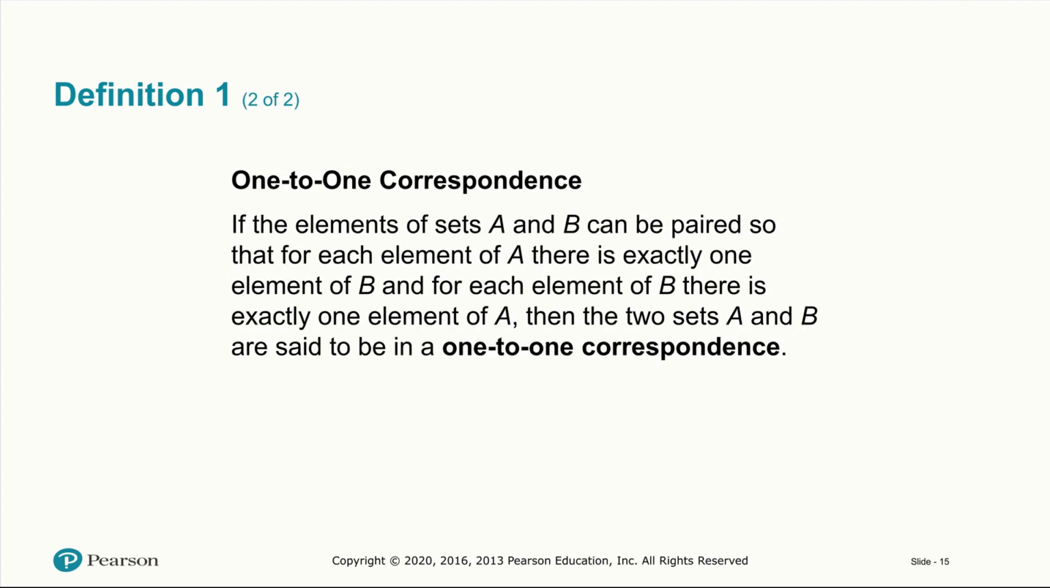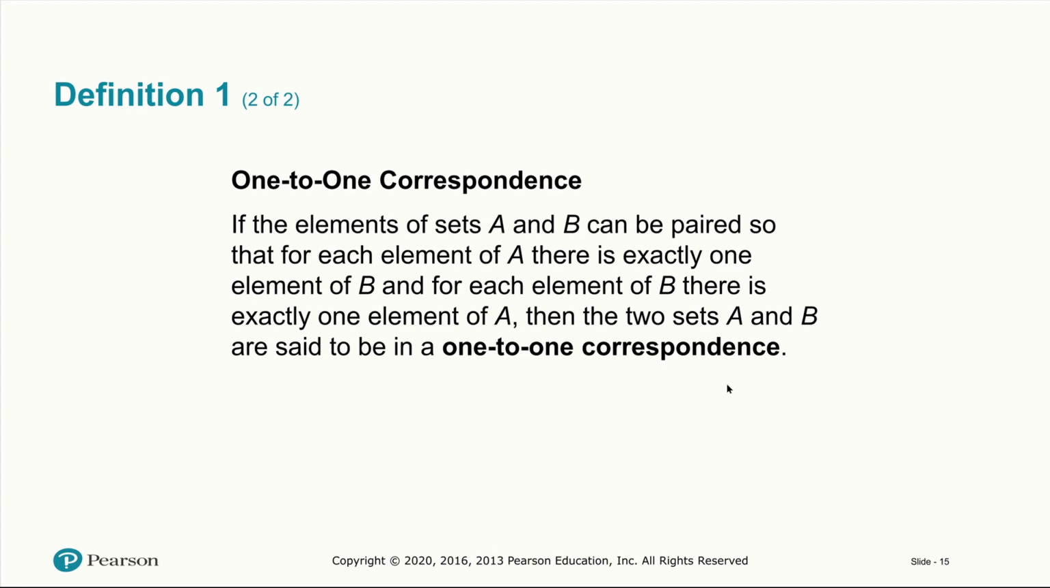Okay, one of the important concepts in set theory is the notion of one-to-one correspondence. Basically, if the elements of two sets A and B can be paired so that for each element of A there's exactly one element of B, and vice versa, for each element of B there is exactly one element of A, then the two sets A and B are said to be in a one-to-one correspondence.